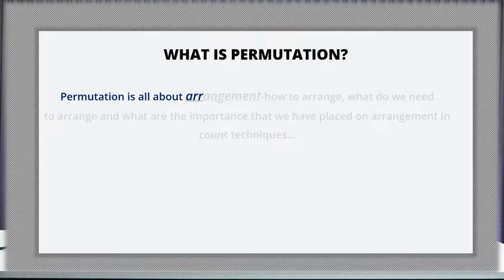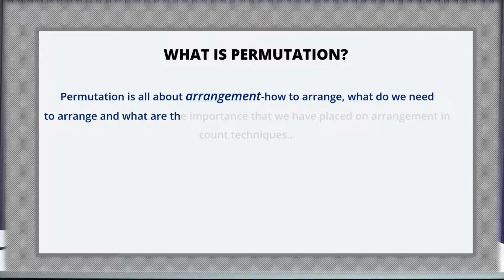By the end of this course, you are expected to have understood the concept of permutation and combination and its application to solving statistical problems. As a way of starting, what do we call permutation? Permutation is all about arrangement. How do we arrange? What do we need to arrange? And what importance have we placed on arrangement in counting techniques as far as the probability concept is concerned? I start by introducing the formula for computing permutation to you.